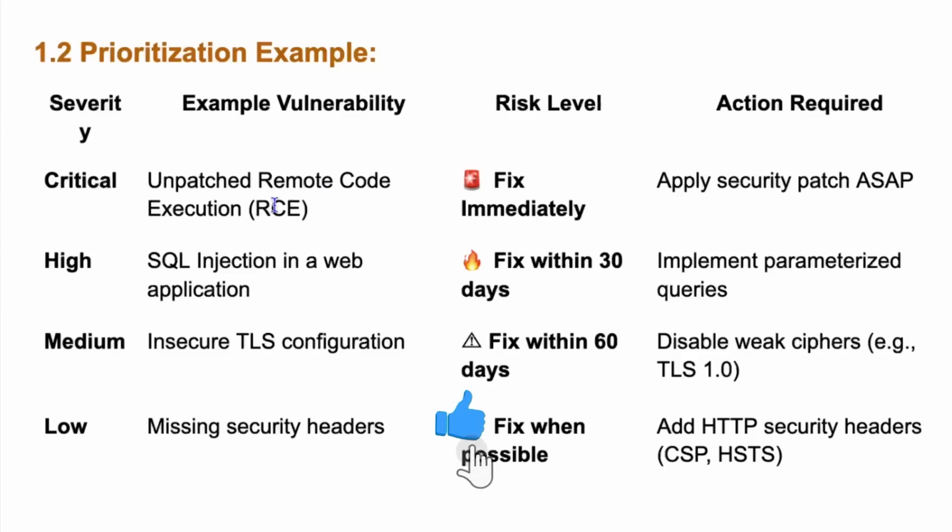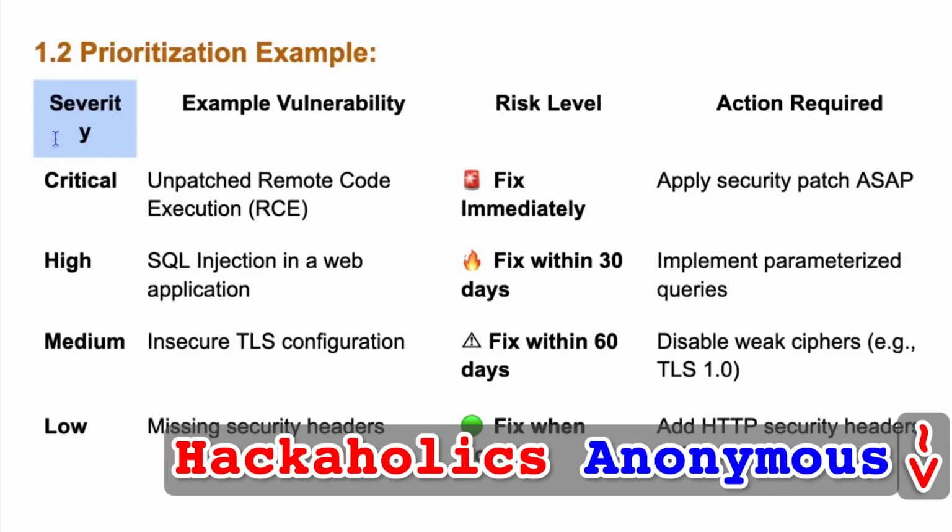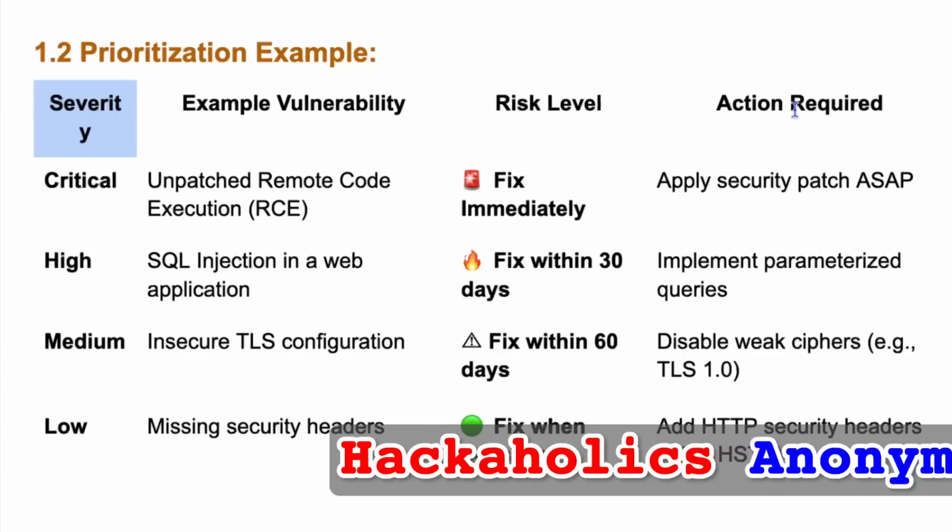So here's the example of prioritization, right? The severity column. I just noticed that this was collapsed. The table that we're using didn't have enough space for it, so that's supposed to say severity. So we have the severity, example vulnerability, risk level, and then the action required.